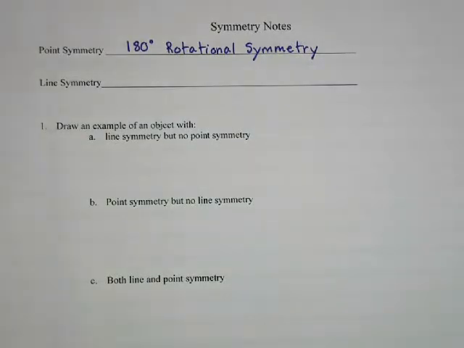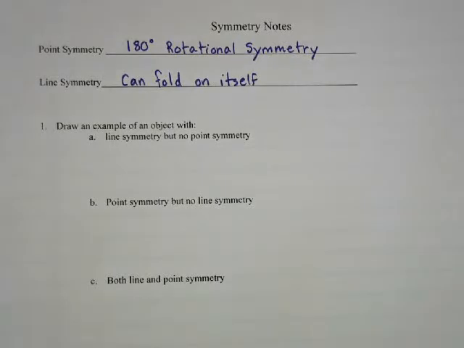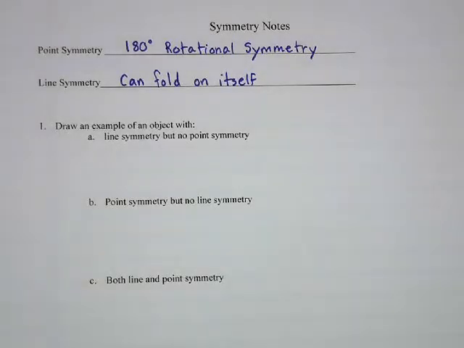So there's a variety of different types of symmetry, and the first one we're going to talk about here is point symmetry. What it means is an object is symmetric to a single point. An easy way to identify it is if you can rotate it 180 degrees and it looks exactly the same, then it has rotational symmetry, or point symmetry. The second type of symmetry would be line symmetry. Line symmetry is essentially if you can fold it on itself and it matches up, then it has line symmetry.